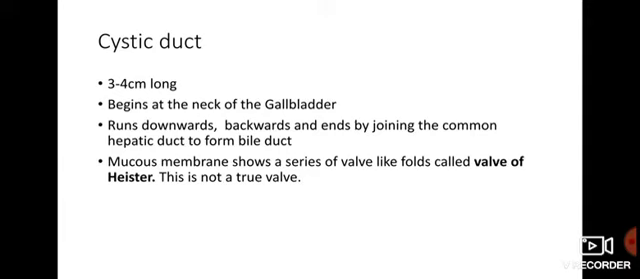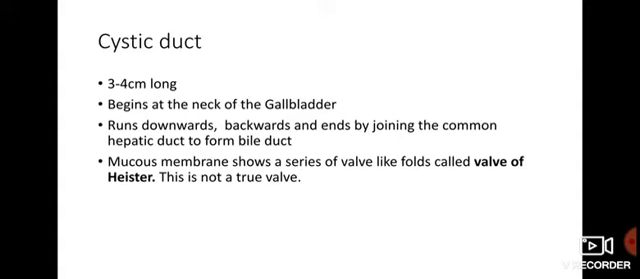Then we will move to the cystic duct, because the cystic duct is the continuation of the gallbladder. That's the duct of the gallbladder. It's about 3 to 4 centimeters long and begins from the neck of the gallbladder. It runs downwards and backwards and ends by joining with our common hepatic duct, and that forms the bile duct.